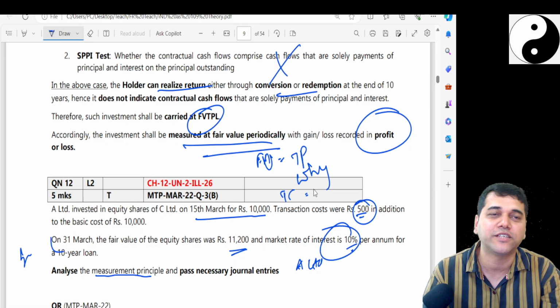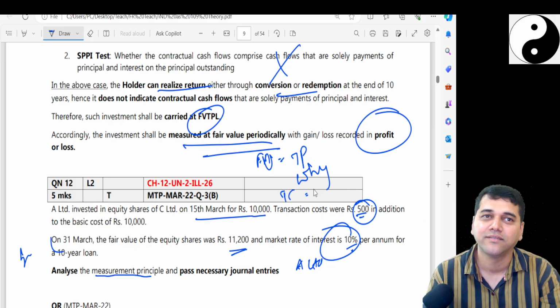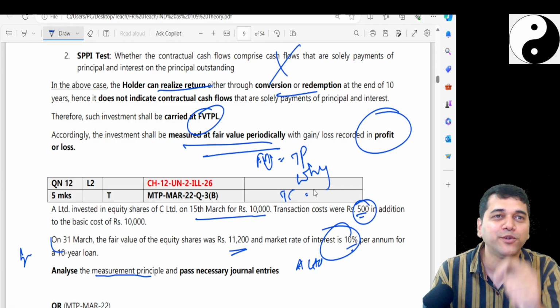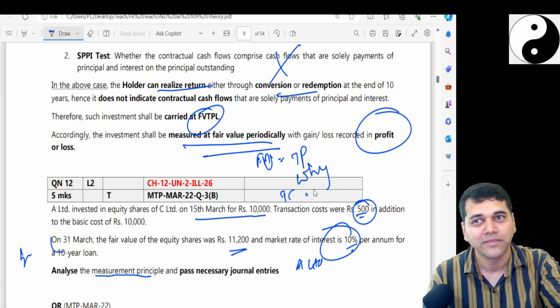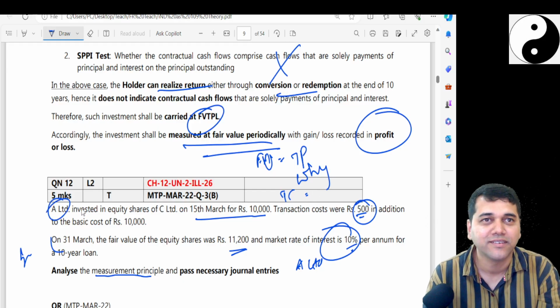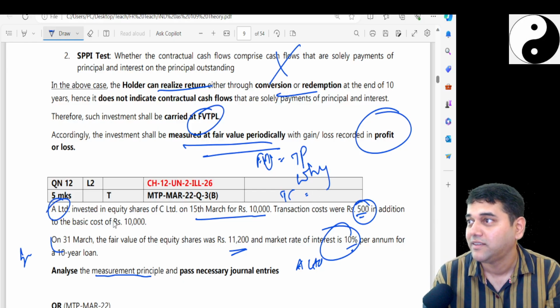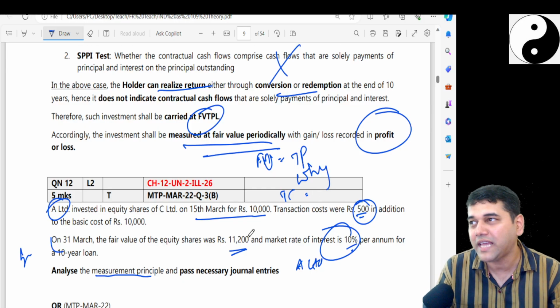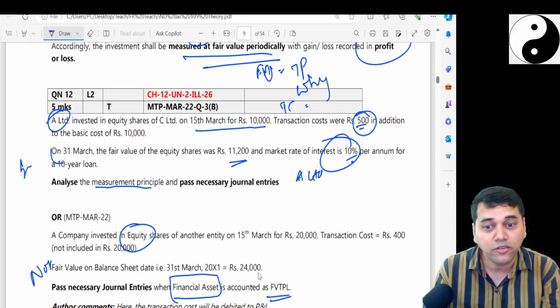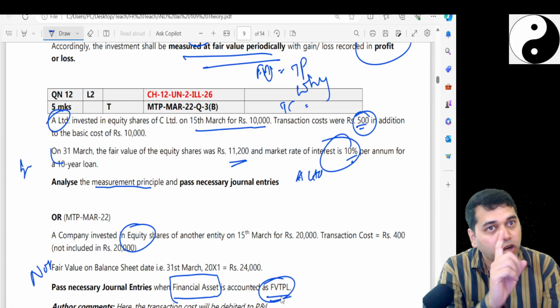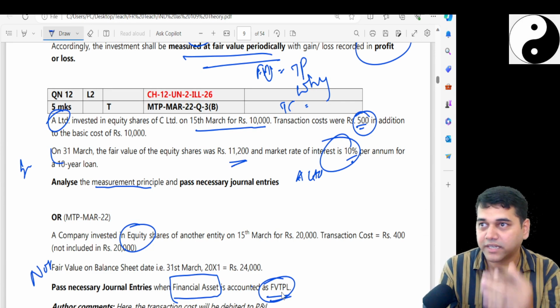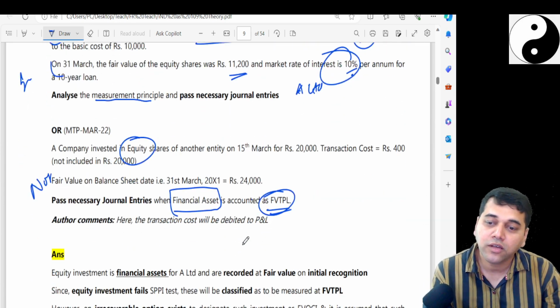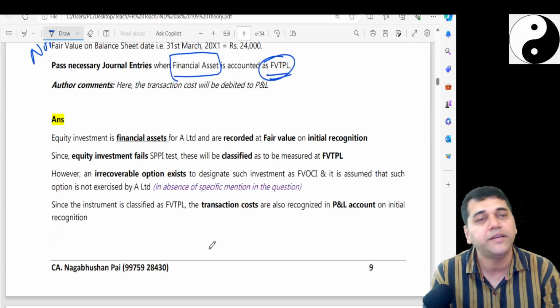No, what is my classification of this equity? What are you going to do here? Option is always there. Have they opted for this? Question is silent. Now it is a subject matter of assumption. But if you look at the MTP question, they said this is accounted at FVTPL. That means they have not opted. Students, are you getting connected? Yes. Okay. So now here the transaction cost will be debited to P&L.